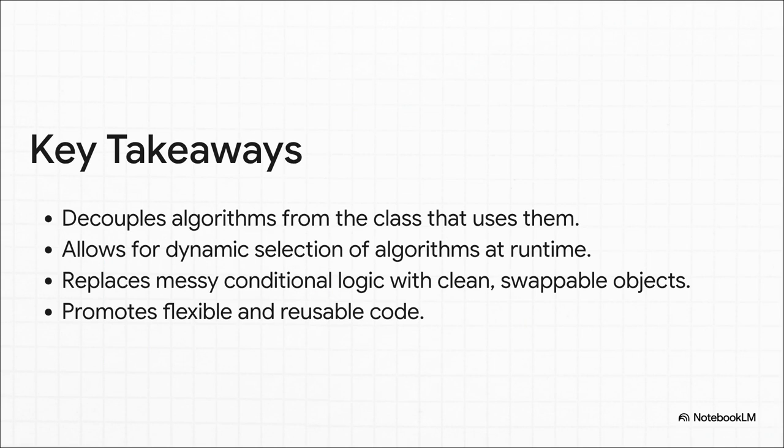So what's the bottom line? What does this really get you? Well, first, it completely decouples your algorithms from the classes that use them. The who is separate from the how. Second, you get this amazing ability to change algorithms at runtime. Third, you get to throw out all that ugly nested if-else logic and replace it with clean, swappable objects. And the end result of all that? Your code is just way more flexible, way more reusable, and a whole lot easier to maintain.